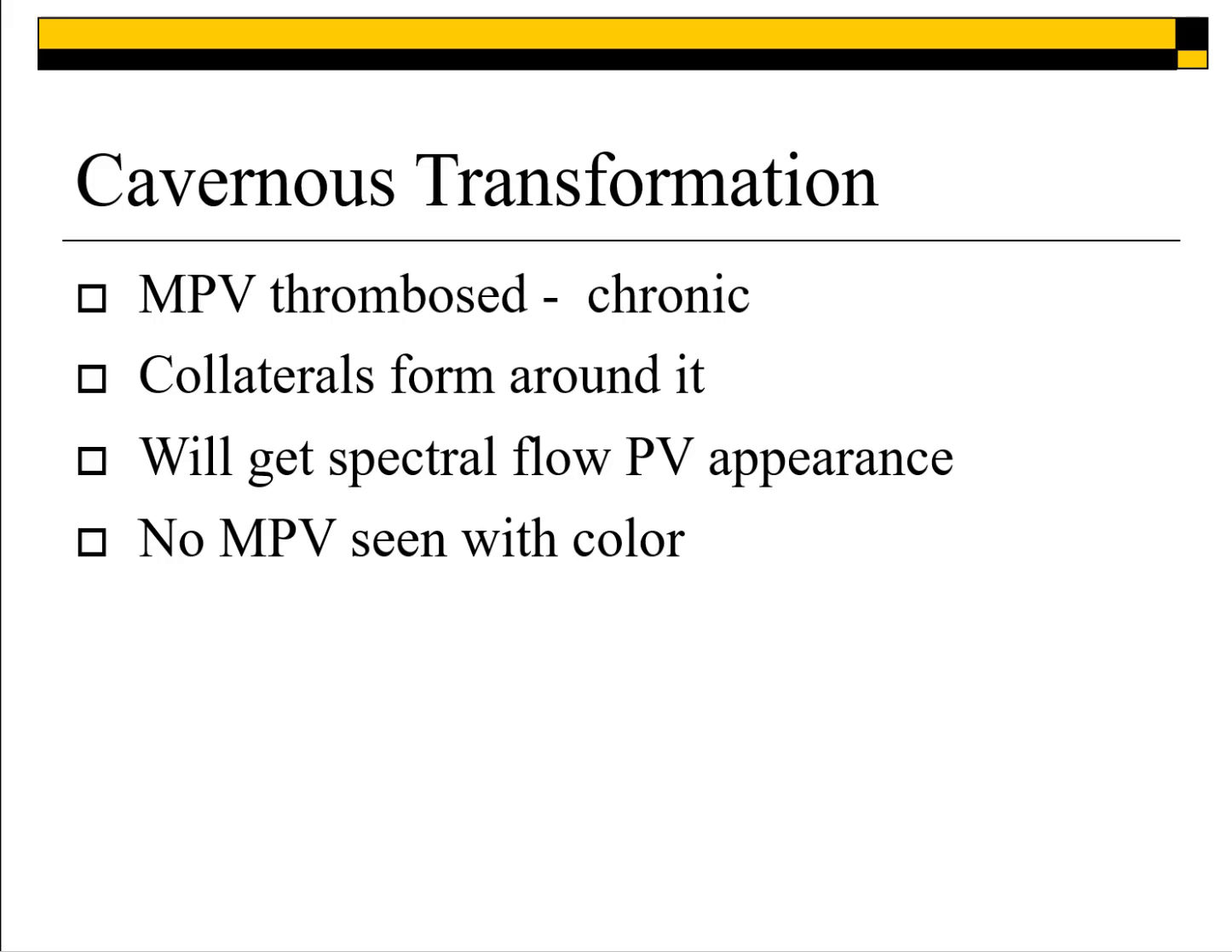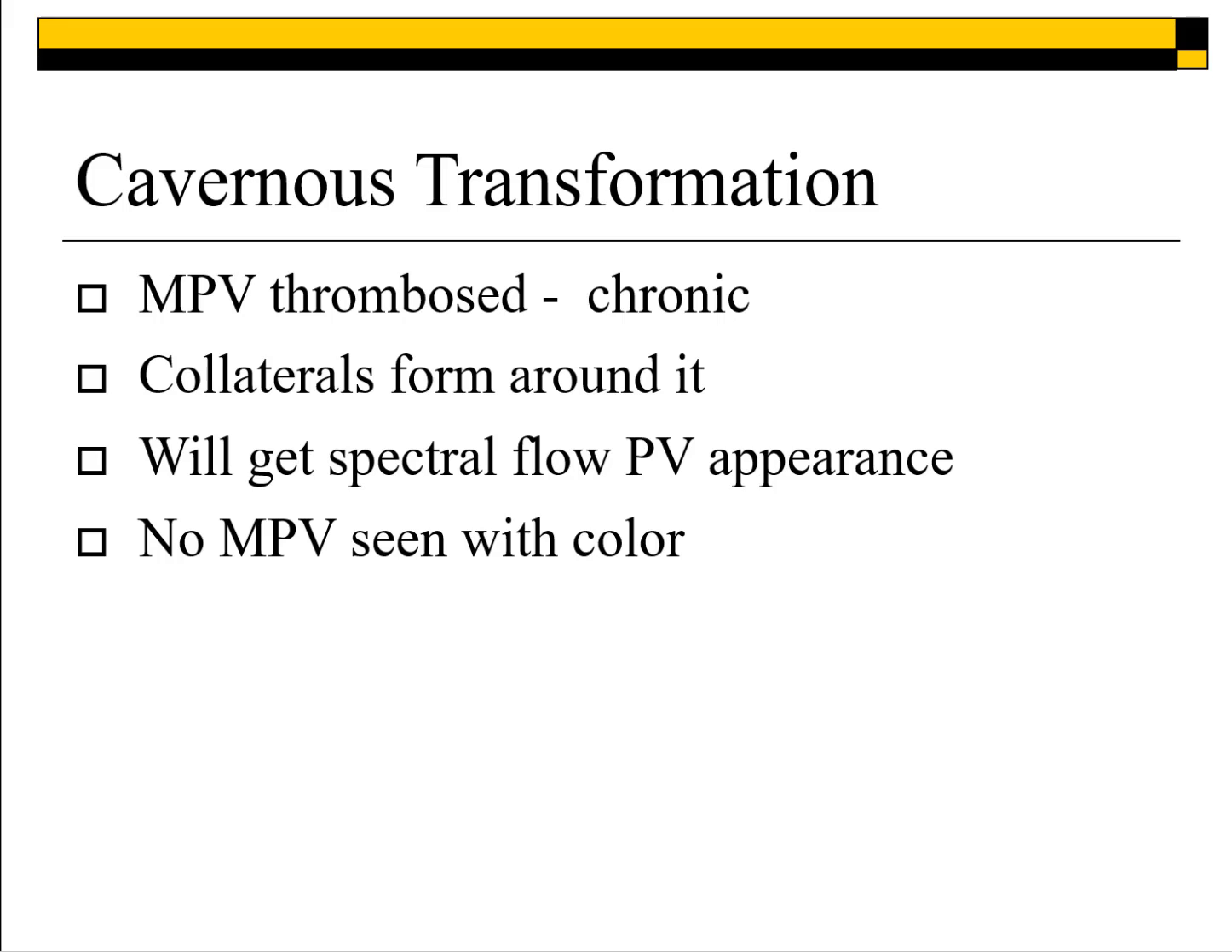So again, main portal vein thrombosis, and then generally chronically, because now these collaterals need to form and develop right around it, and you're going to get spectral flow, portal vein appearance flow in those, and you're not going to be able to see the main portal vein with color.